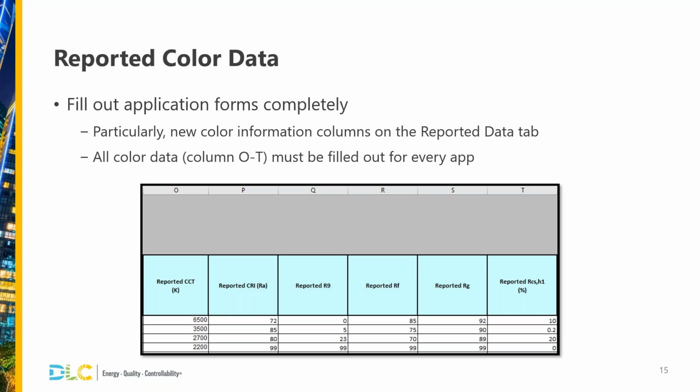The first item I will discuss is the reporting of color data. When filling out the version 5.1 application form, you must enter data in for all of the color metrics for each product in your application. Specifically, these are columns O through T in the application form and are shown in the screenshot here. All of these columns must be filled out regardless if your products are qualifying via the CIE metrics, which are CRI and R9, or the TM30 metrics, RF, RG, and RCSH1. I will go into a bit more detail on that topic in the next slide.